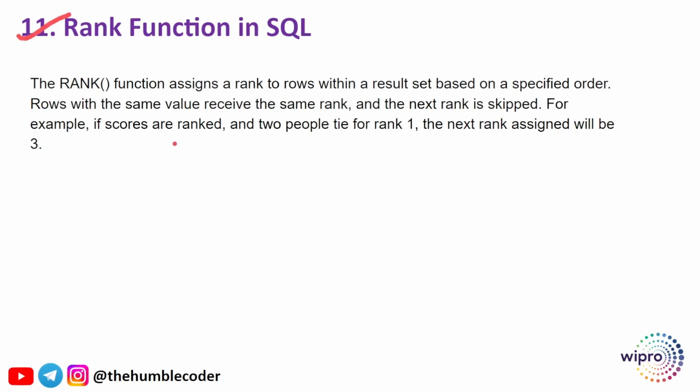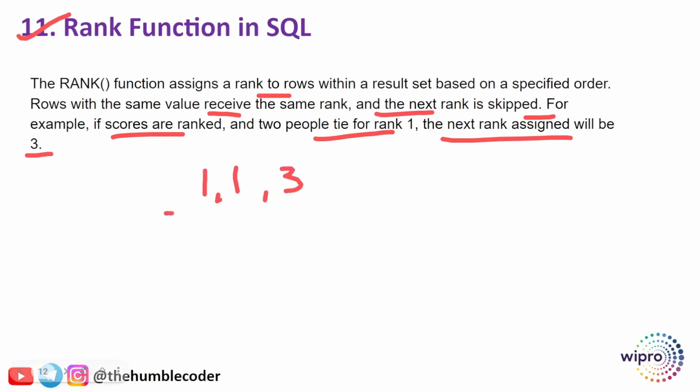Next question is rank function in SQL. What is rank function in SQL? So the rank function assigns a rank to rows within the result set based on a specific order. Rows with the same value receive the same rank, and the next rank is skipped. For example, if scores are ranked and 2 people tie for rank 1, the next rank assigned will be 3. Okay, so it is like 1, 1 and then the next rank is going to be 3.